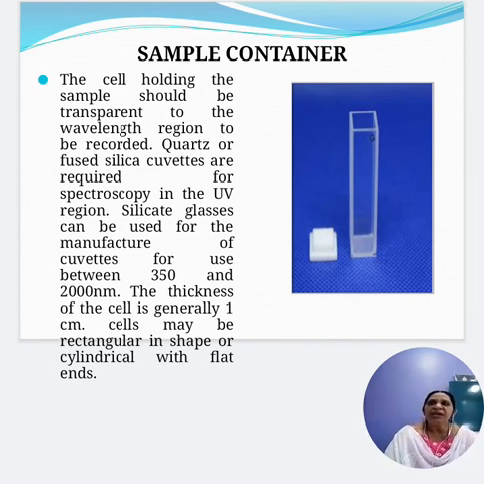The sample containers must be transparent to the wavelength region to be recorded. Whatever wavelength region is to be recorded, the container must be transparent so that it allows that radiation to pass through. So silicate glass is generally used, with a thickness of 1 centimeter, and the cuvettes are for use between 350 to 2000 nanometers.